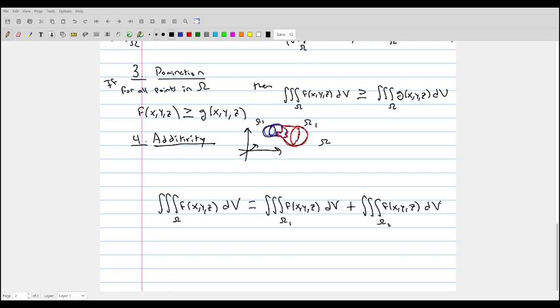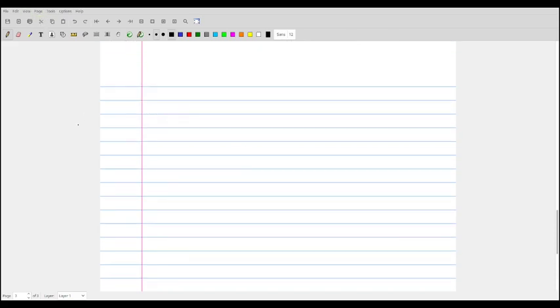So one of the big applications that we have is for volumes. We talked about how to find the volume of a region with the double integral. Well, it turns out that we can get the volume, in some sense, more directly using the triple integral. So, volume of a region omega using the triple integral.